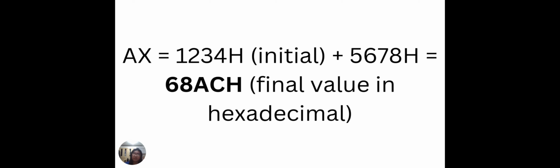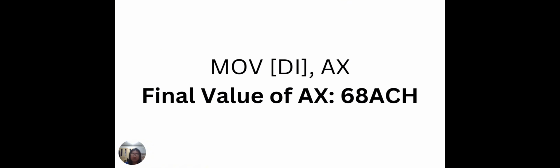The addressing mode is base plus displacement addressing because we're adding the constant displacement 10H to the base register SI. So here we get the final value 68ACH. Now for the final code, MOV [DI], AX. This moves the value of AX into the memory location pointed to by DI. At this point, the value of AX is stored in the memory location DI. So to answer number 2, the final value of AX is 68ACH.